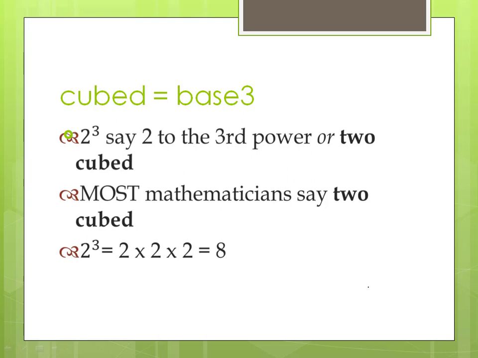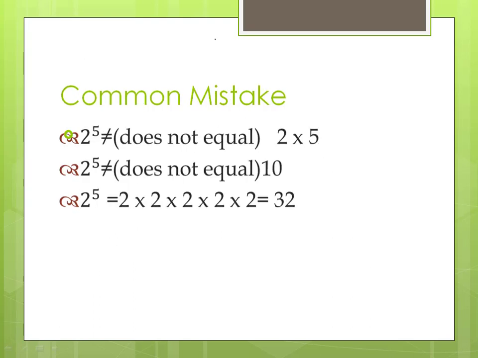Cubed also. We say 2 to the power 3 as 2 cubed, or 4 to the power 3 as 4 cubed, or 5 to the power 3 as 5 cubed. So most mathematicians say 5 cubed, 5 squared. Okay, so we can say it another way.